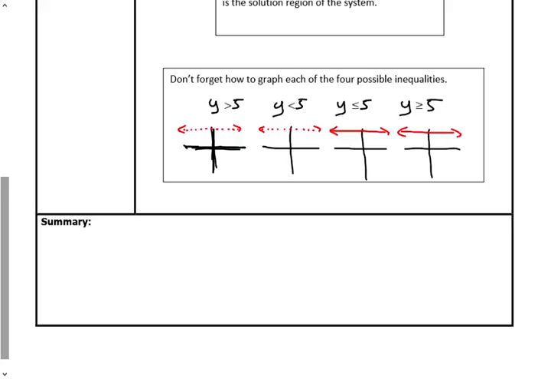Now, that takes care of open versus closed. Now we need to take care of the shading. Well, this is shaded above because it's greater than. This is shaded below because it's less than. This is another less than. That's a greater than.